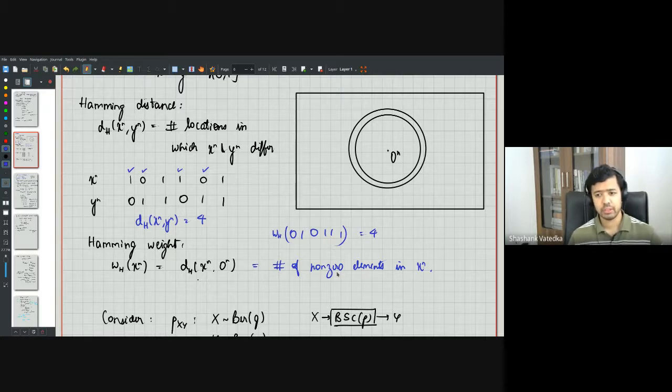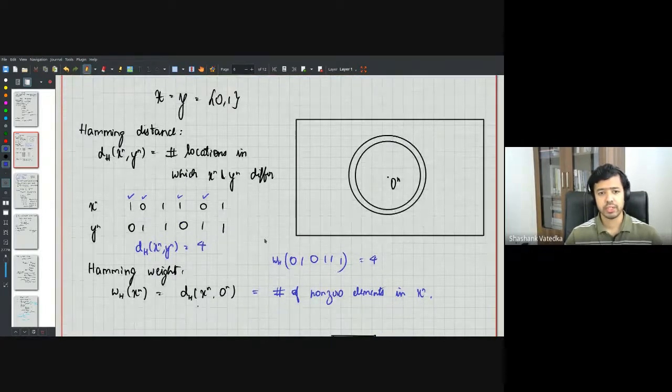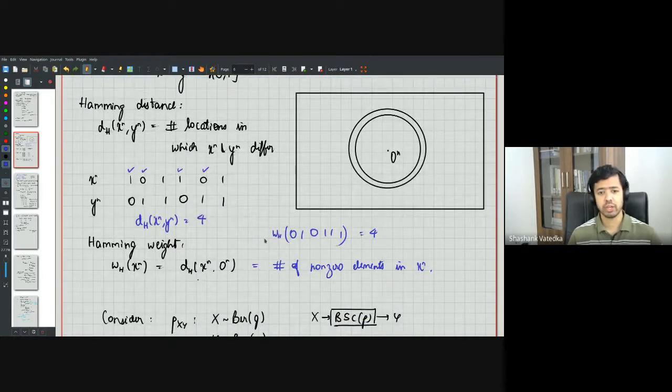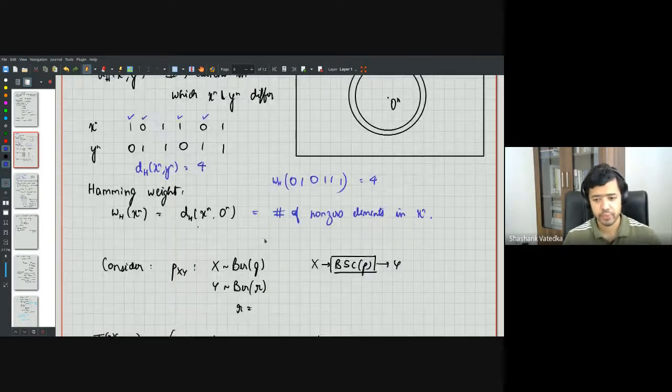Okay, so this is indeed a metric, and so we can kind of interpolate between this and the standard notion of Euclidean distance that we can visualize more easily. Okay, so we want to understand typical sets using these notions of Hamming distances and Hamming weights.